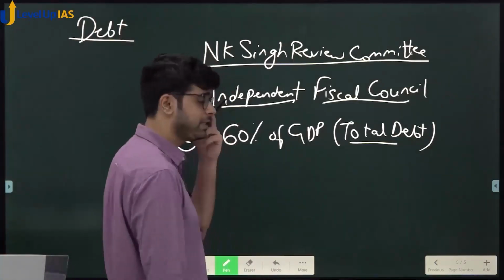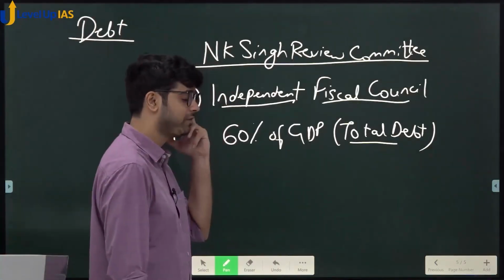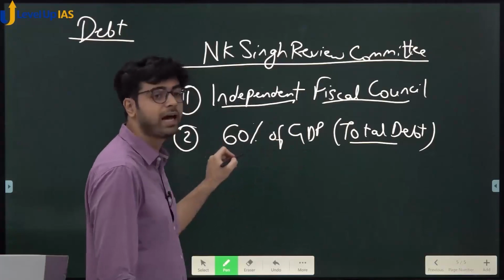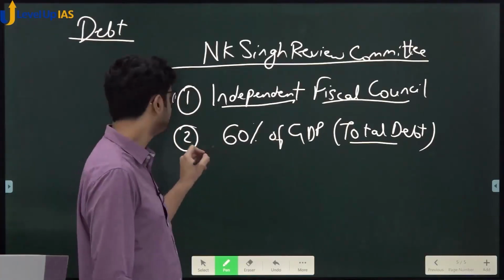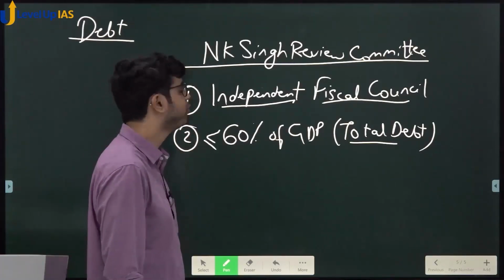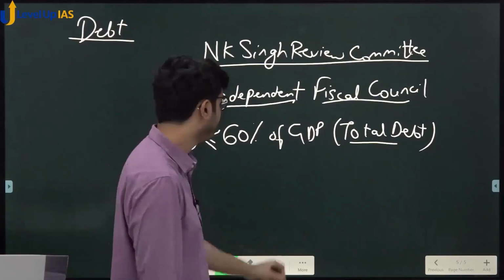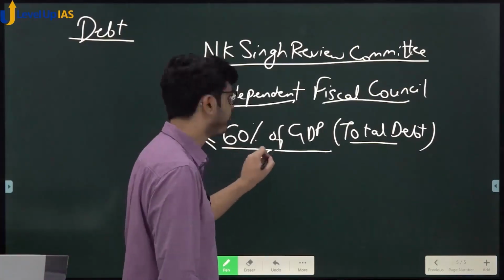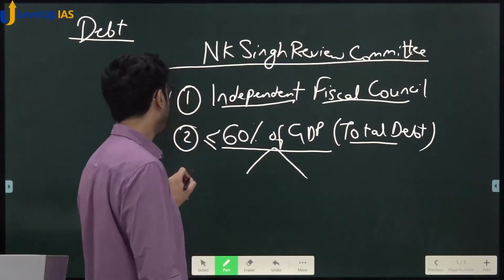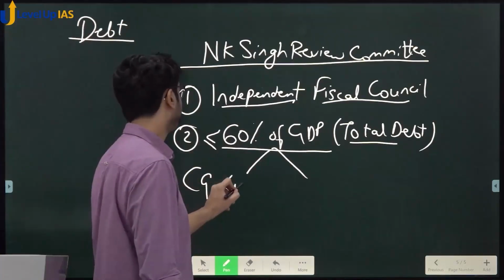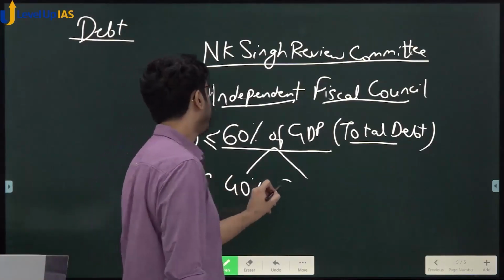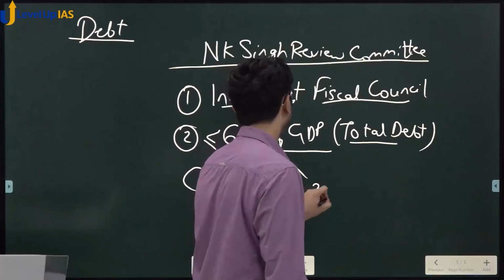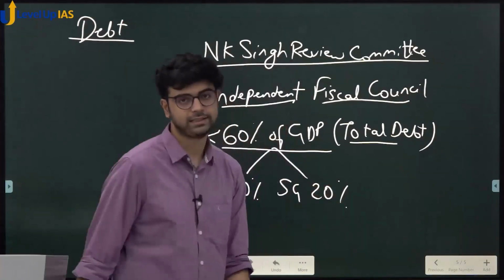Okay? So the N.K. Singh Review Committee said that 60% of GDP is the total debt. This is the target. This is the limit. Isse kam karo. Total government debt should be less than 60% of GDP, and then we divide that into two parts. First part is central government debt should be less than or equal to 40% of it, and state government debt should be less than or equal to 20% of it. Do you understand this?